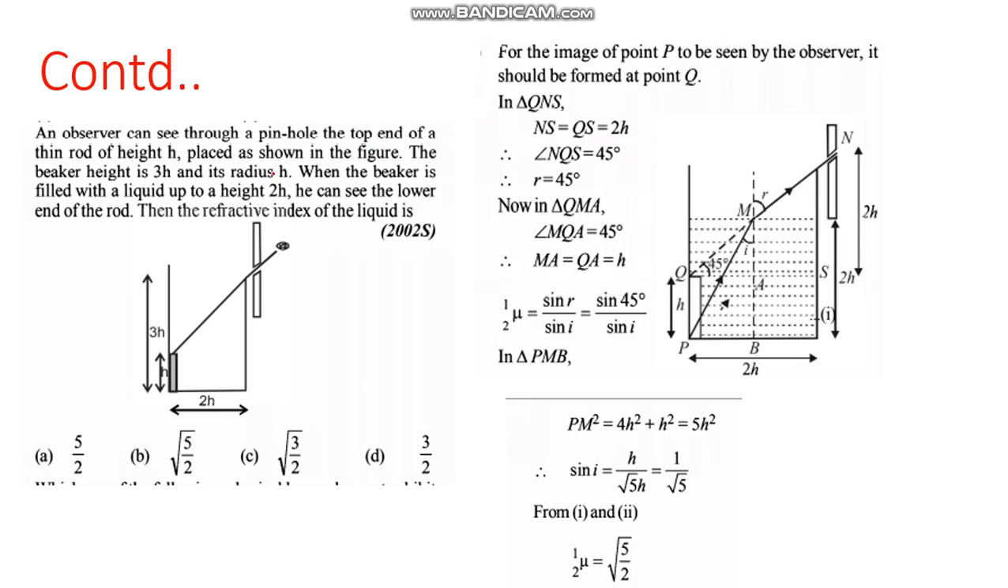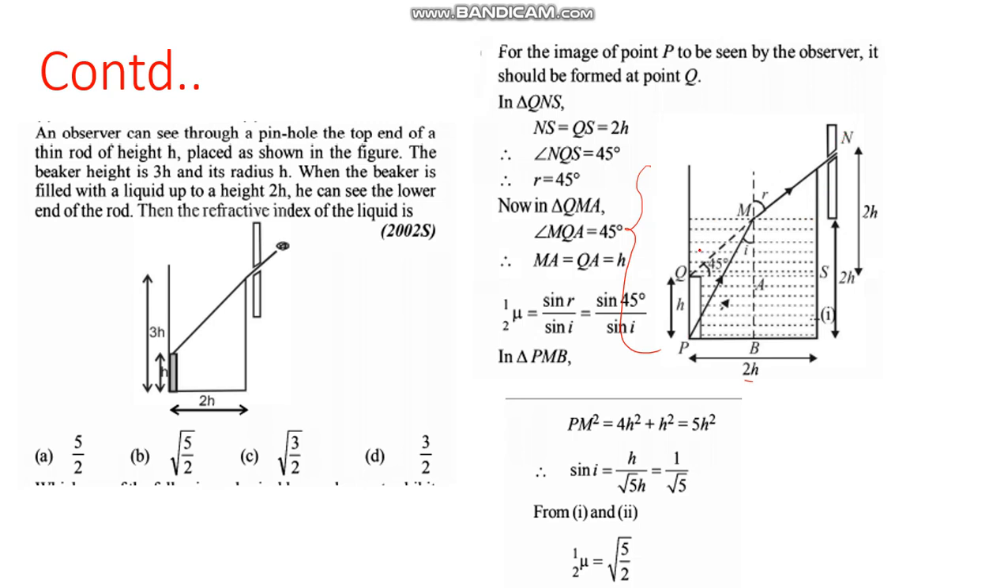See, this is the beaker. The beaker total height is given as 3h. So there is a rod over here. Now the radius of the beaker is given as h. Obviously the diameter will be 2h. Now the water has been poured up to a height of 2h, and one more stand is there here.